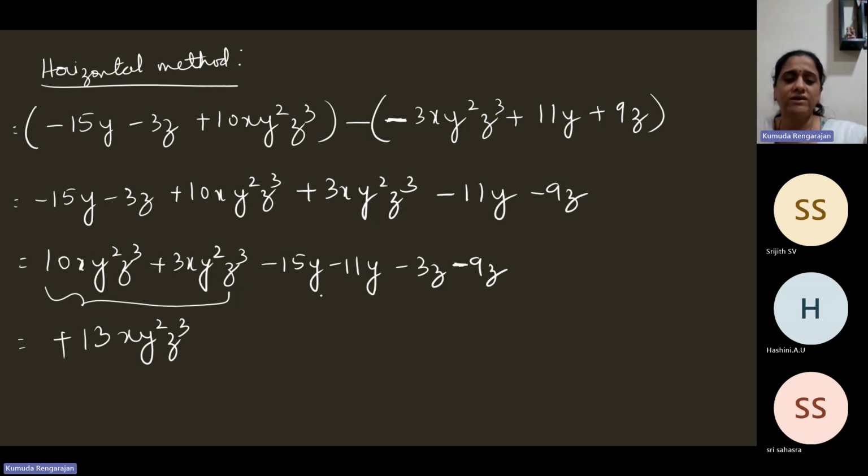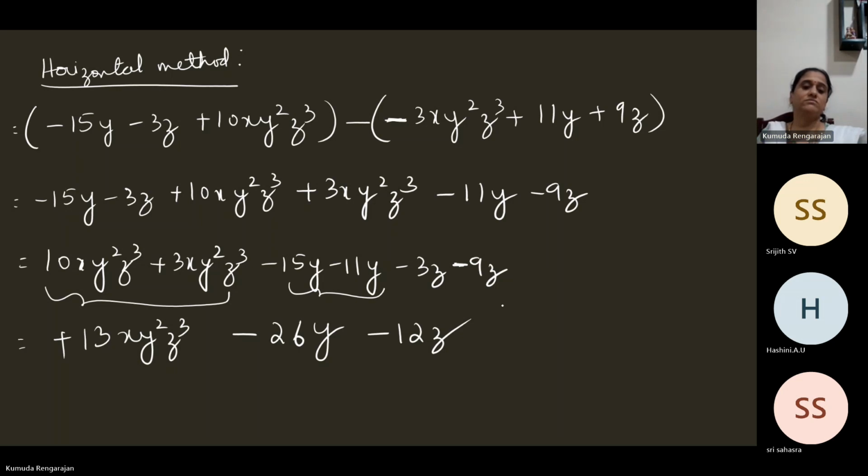Then here, y. Minus 15, minus 11. Simplify the numerical coefficients. Minus 15, minus 11. Same signs. Add. Minus 26y. Same signs. Add and put the same sign. Minus 12, is it? Very good. That's all. This is the horizontal method.